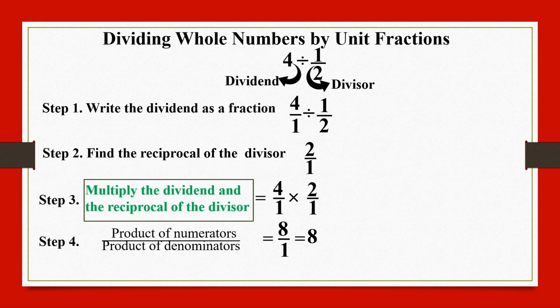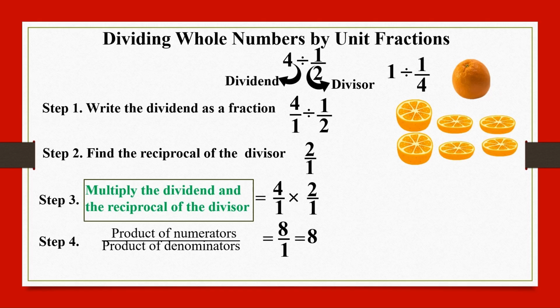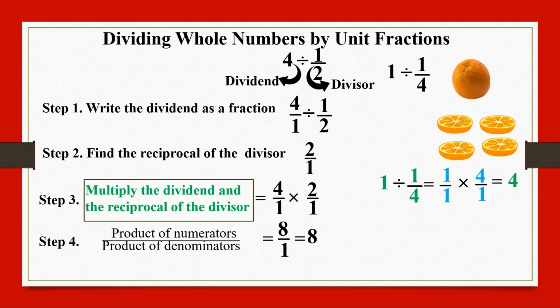Let us try to do one more question. 1 divided by 1 by 4. For that, let us consider only one single orange. And first we will divide this into two half pieces. Now take these two half pieces and again divide them into half. So you get here 4 quarters. When you divide 1 by 1 by 4, you get 4. That is 4 quarter pieces.